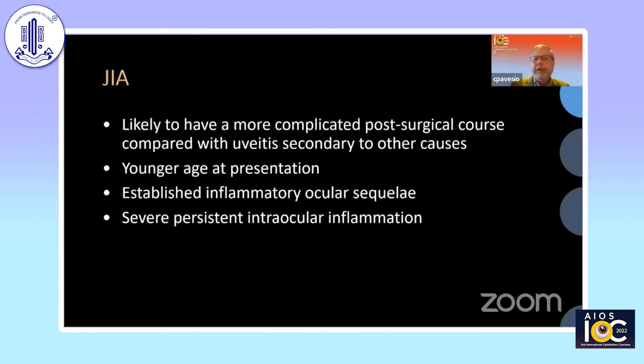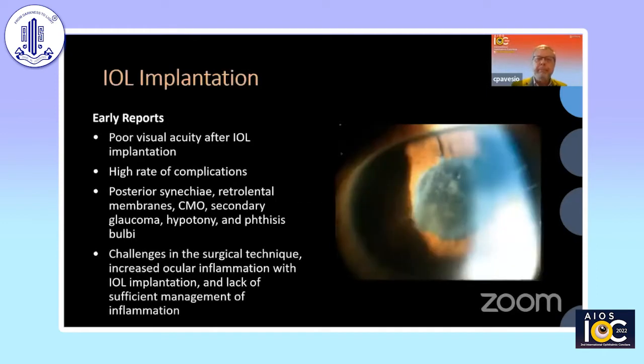JIA is likely to have a more complicated post-surgical course, and when we talk later about some published data, it's important to recognize that this could be a reason for bias when surgeons make decisions about lenses in the eye. In JIA, especially with younger patients, these are the ones you worry about more, and they many times already have inflammatory sequelae in the eye and persistent inflammation. These are all factors complicating the outcome in patients with this kind of uveitis.